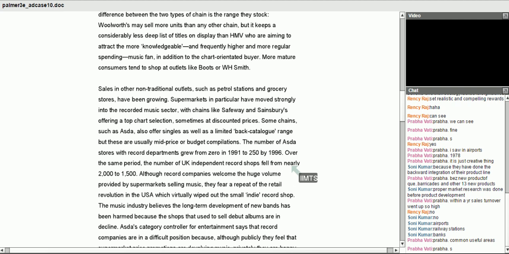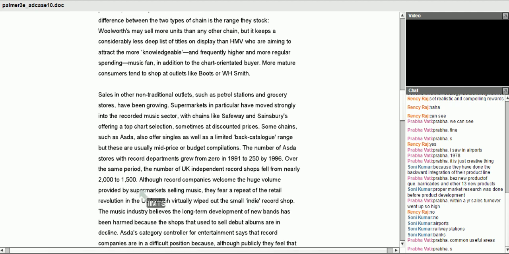These are all specialized music providers in the UK. They are like chains of distribution that are used for the music industry. Over the same period, the number of UK independent record shops fell from nearly 2,000 to 1,500. Although record companies welcome the huge volume provided by supermarkets selling music, they fear a repeat of the retail revolution in the USA, which virtually wiped out the small indie record shop.